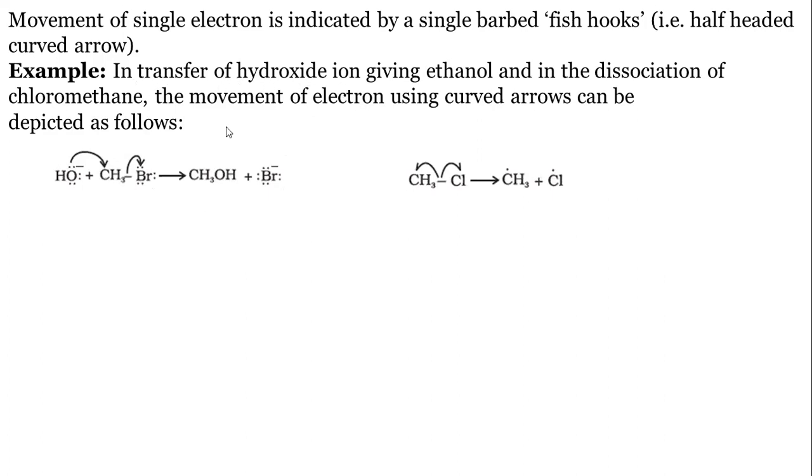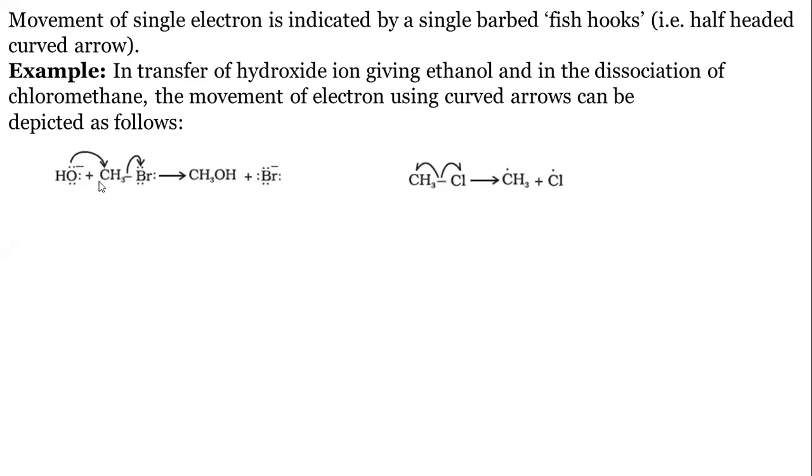But in this example, we can see the transfer of hydroxide ion giving ethanol in the dissociation of chloromethane. The movement of electrons using the curved arrow is shown here. See in this example, this is OH minus, this is a nucleophile. This OH minus is a nucleophile because oxygen has the lone pair of electrons. So it is electron rich. So this lone pair attacks on the CH3 here because it is an electrophilic center.